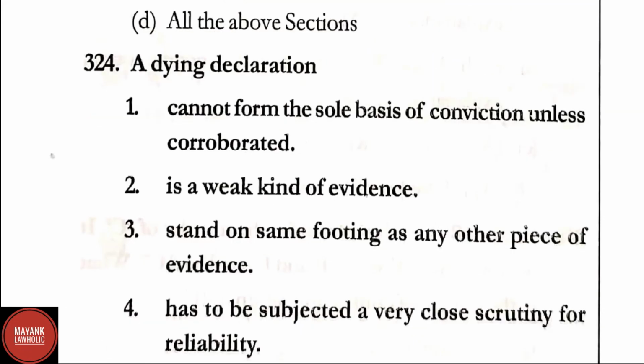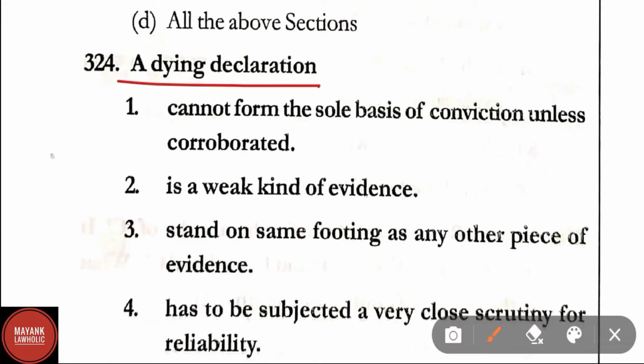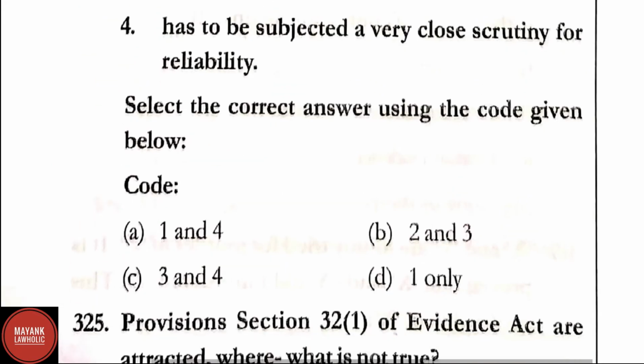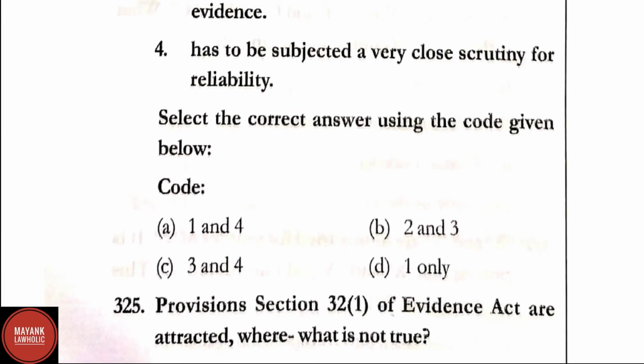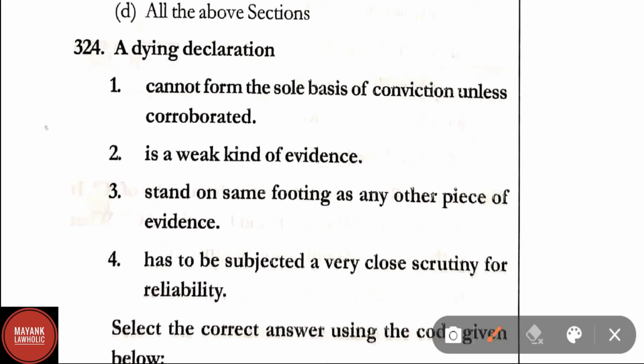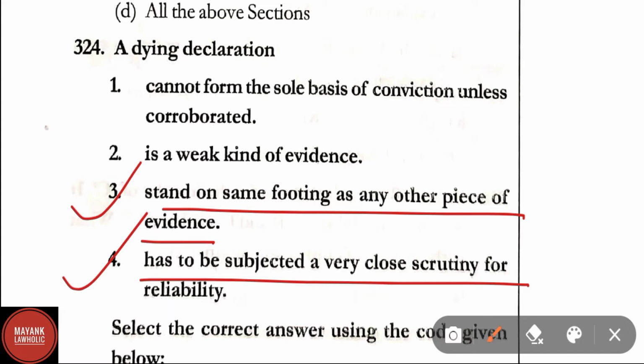Question number 324. A dying declaration: statement one, cannot form the sole basis of the conviction unless corroborated; two, is a weak kind of evidence; three, stands on the same footing as any other piece of evidence; four, has to be subjected to a very close scrutiny of the reliability. Select the correct answer by using the codes given below. Here in question number 324, correct answer is option C, that is 3 and 4. A dying declaration stands on the same footing as any other piece of evidence. Option 4, has to be subjected to a very close scrutiny for reliability.